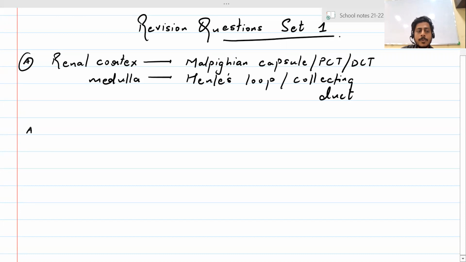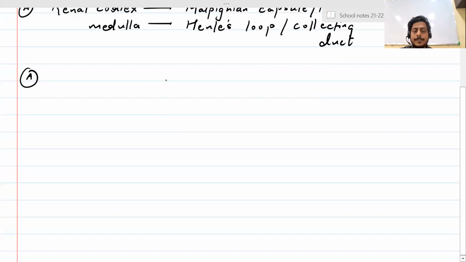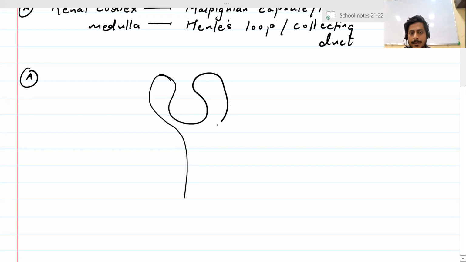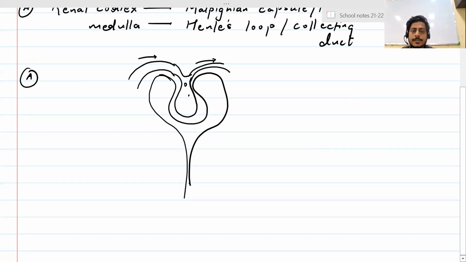The second one is the diagram of a Malpighian capsule. When you're drawing the diagram of a Malpighian capsule, make sure you draw the cup-shaped Bowman's capsule properly, and it should look like a cup. Then you draw your wider afferent arteriole, your narrower efferent arteriole, and your glomerulus, which is present inside this. Remember that the afferent arteriole is wider and the efferent arteriole is narrower. You can draw circles like this and shade them.